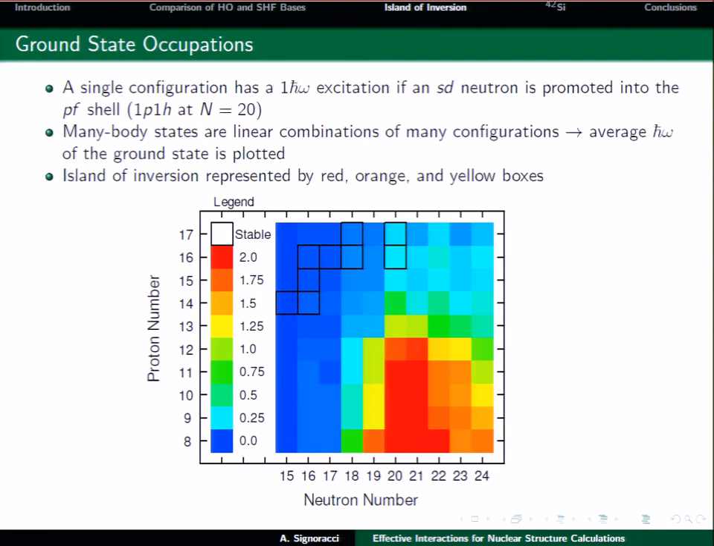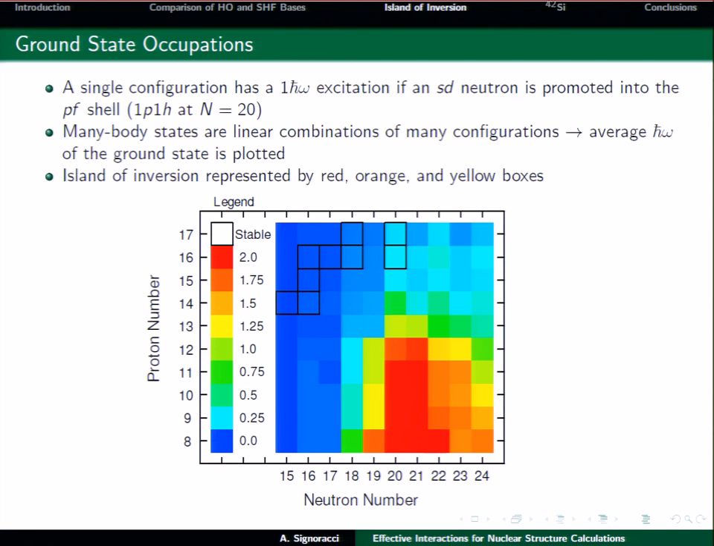The result of this work is that we can look at the ground states of the nuclei in this model space. So there are 100 nuclei here that I've calculated. The stable isotopes are shown in the black boxes, and the color, what is plotted here, corresponds to the h-bar omega excitations of the ground state. So what that means is that something with 0 h-bar omega excitations fills in the standard way, and the island of inversion is represented by the orange, red, and yellow boxes.